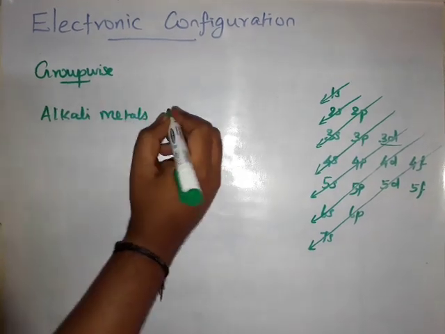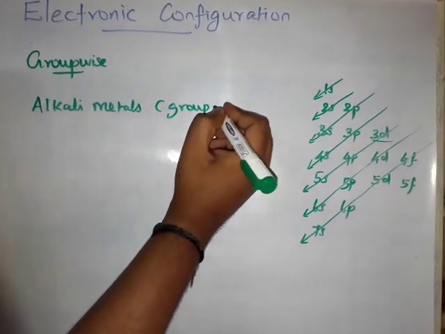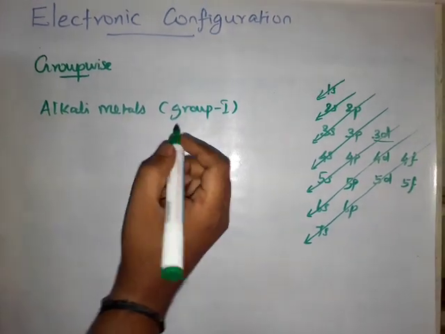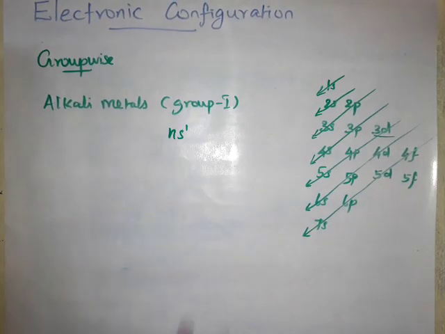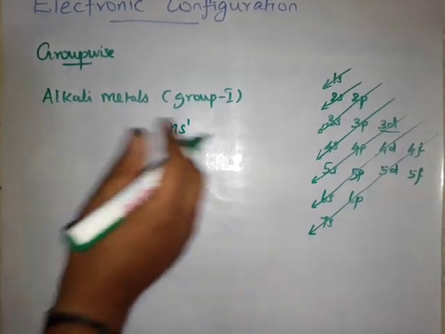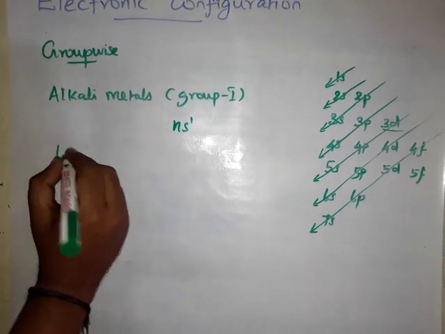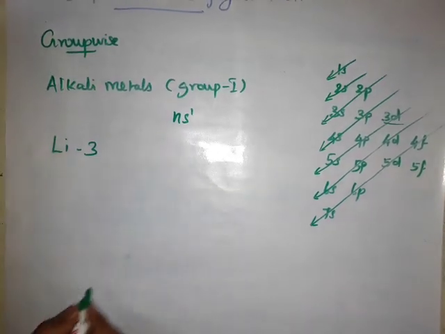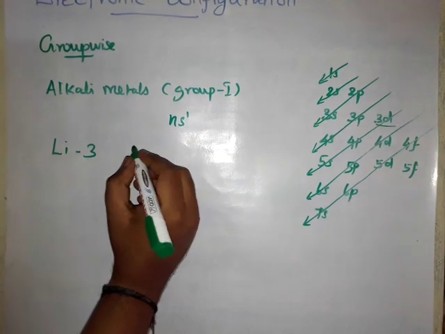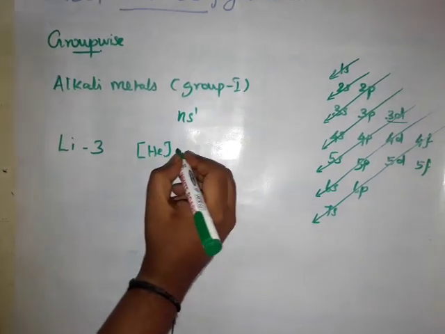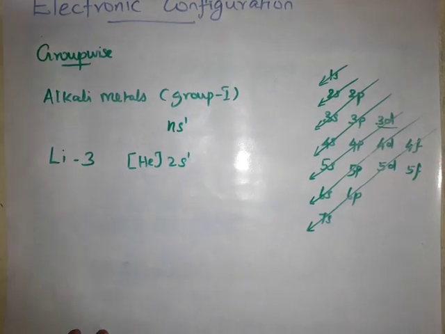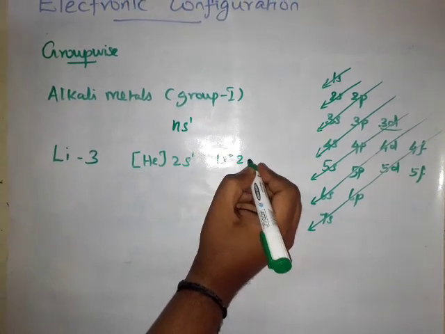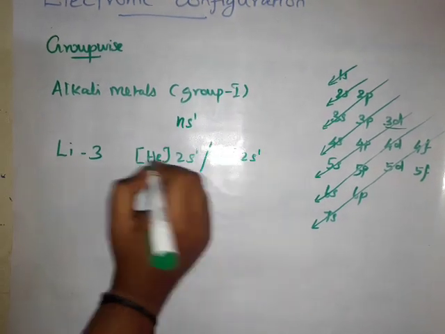Alkali metals are called group 1. The group 1 elements have a valence electronic configuration ending with ns1. For example, the first element is hydrogen, and the next element is lithium, atomic number 3. The electronic configuration we can simply write as helium 2s1, or you can write this way also, 1s2, 2s1. Either you can follow this way or that way.